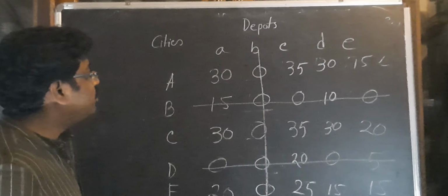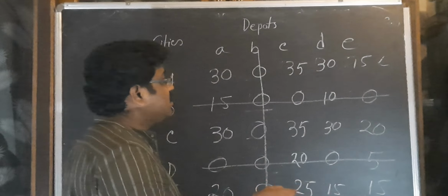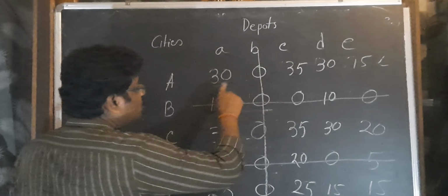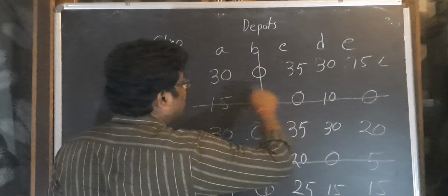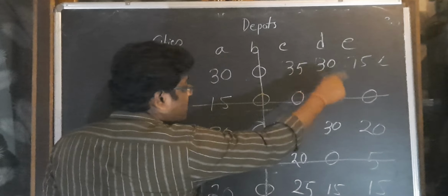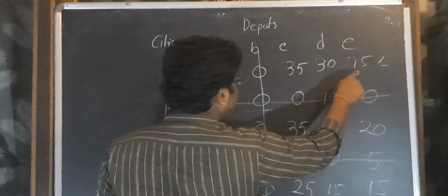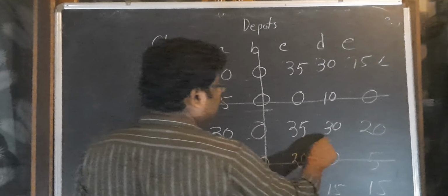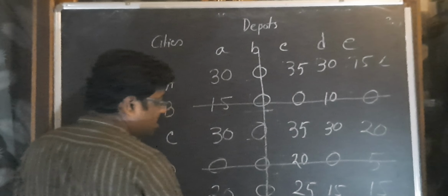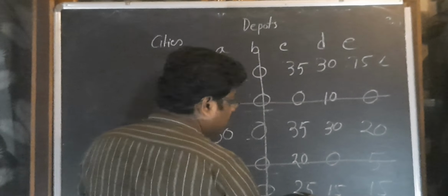So now we take another step, where we find the minimum value from the uncovered elements and subtract that minimum value from each of them. Here, 30, 35, 30, 15 is the minimum. 30, 35, 30, 20, 15 is the minimum. 20, 25, 15, 15 is the minimum. So we subtract 15 from each element.